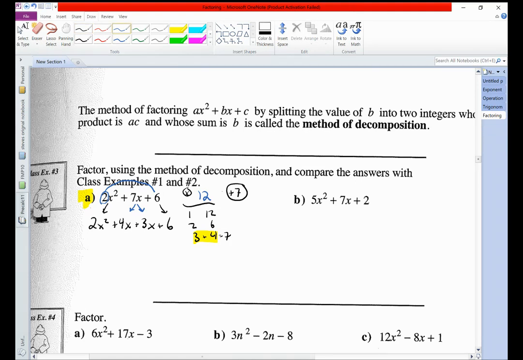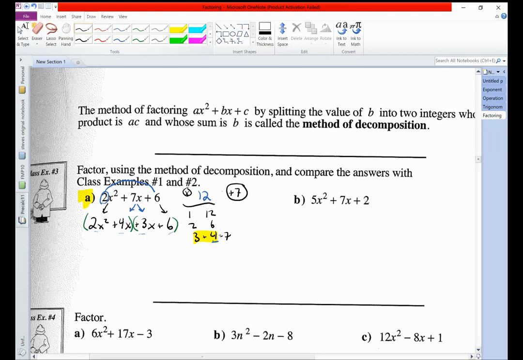So I can group the first two terms together and the second two terms together. Before we go any further, I could have put the 4x and the 3x in any order that I wanted. I could have put the 3x first and then the 4x, but I noticed that the 4 matched really well with the 2 and the 3 matched well with the 6 for factoring. So I put the 4 first.